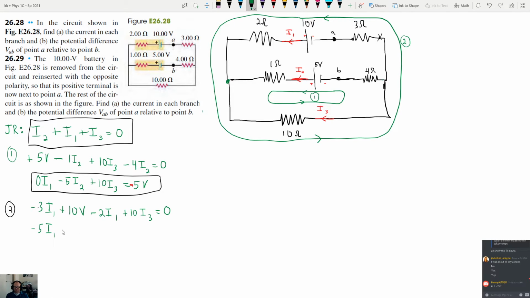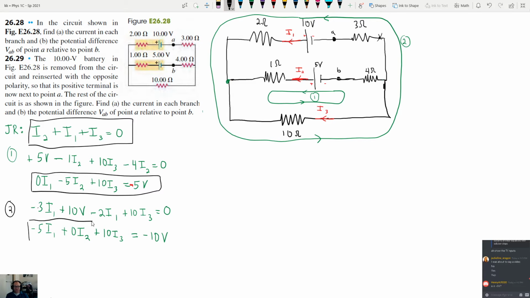Whereas there's no i2 in this equation, so plus 0 i2. We're just setting up to put these into a matrix, and then i3 has positive 10. And then we'll have a negative 10 volts on the right-hand side. So those are our 3 equations.